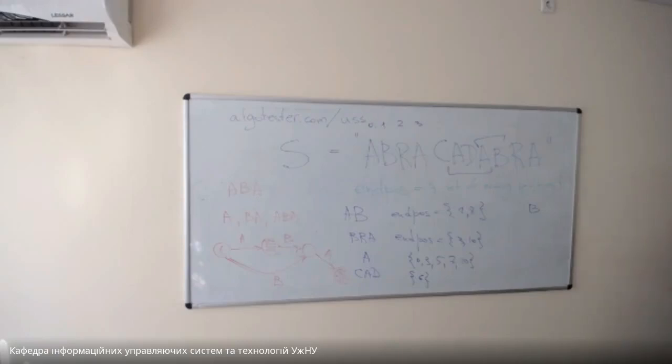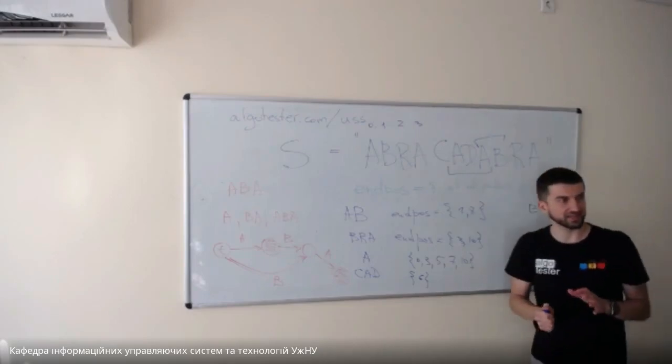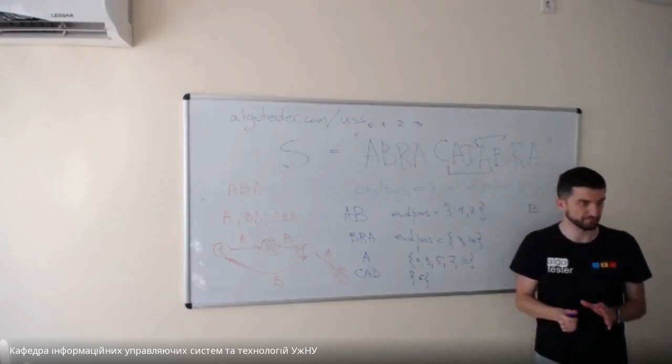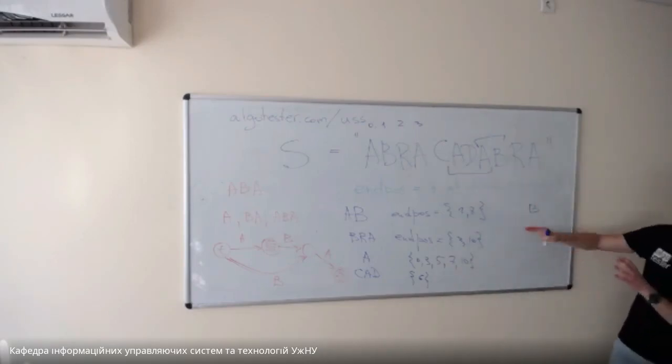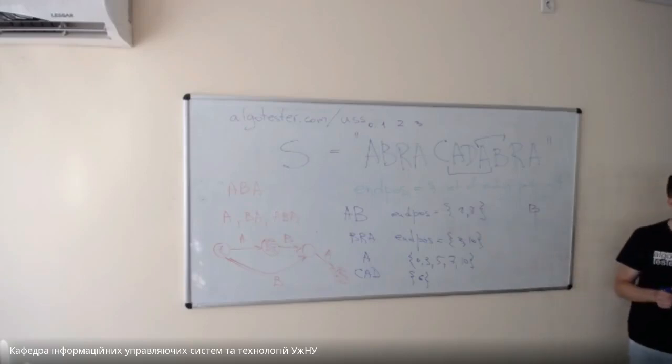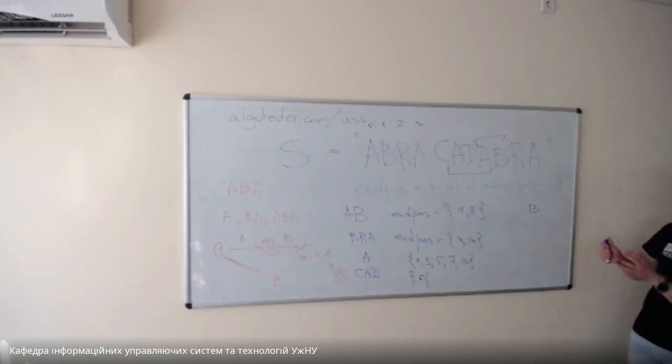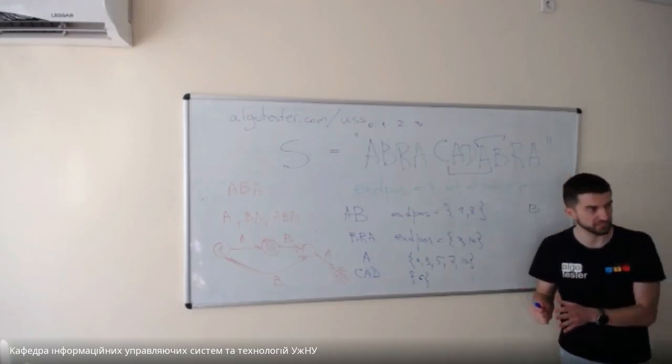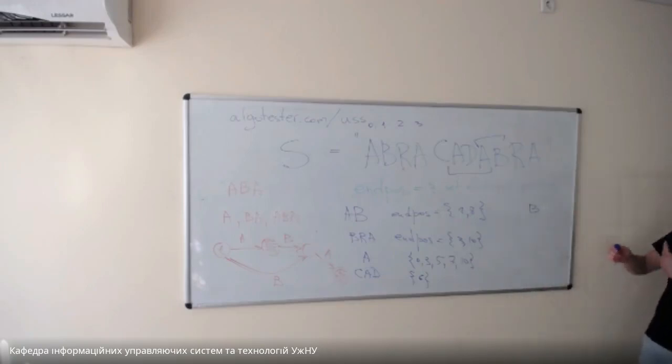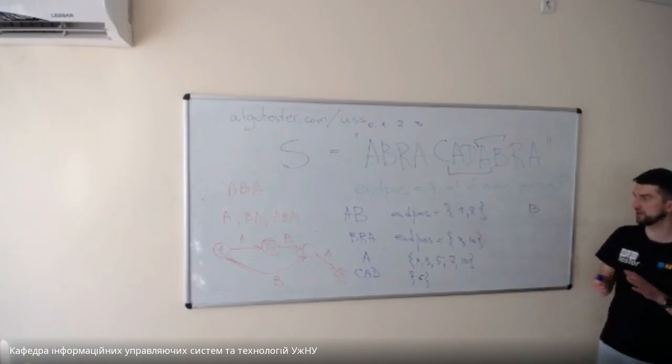So this notion allows us to group all substrings into classes of equivalence by the set of ending positions. So we state that 2 substrings belong to the same class of equivalence if the set of ending positions is the same.